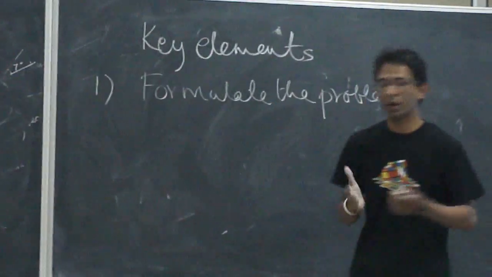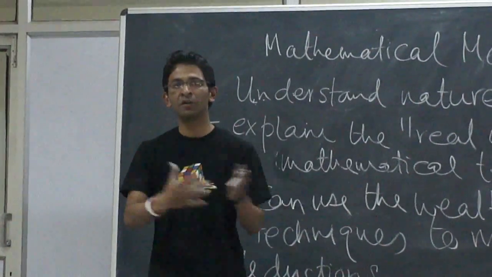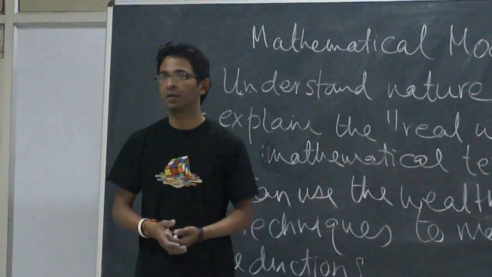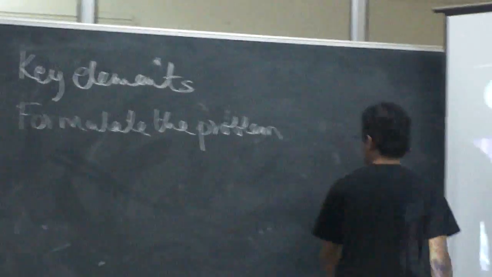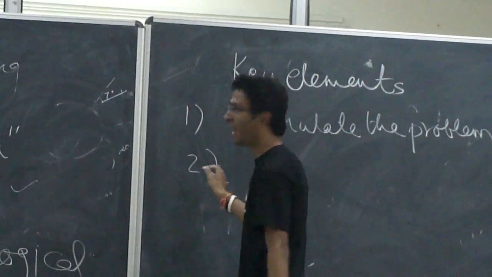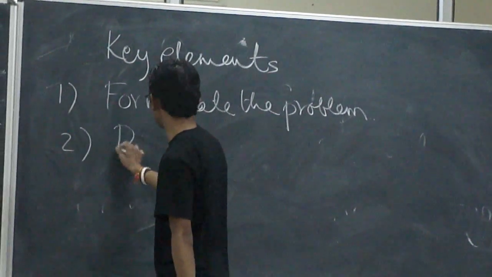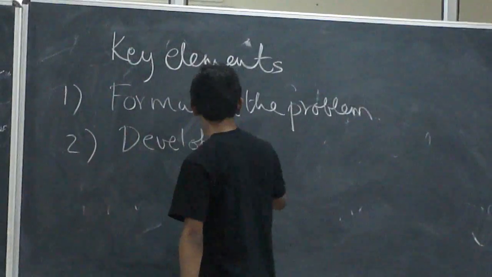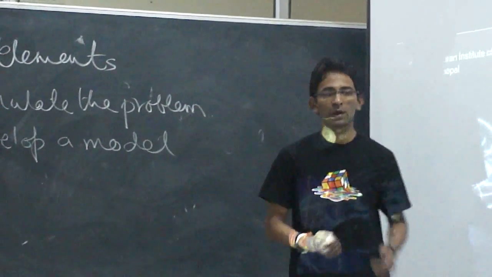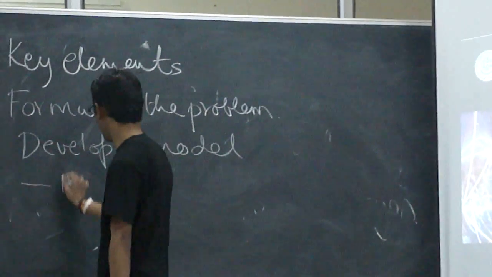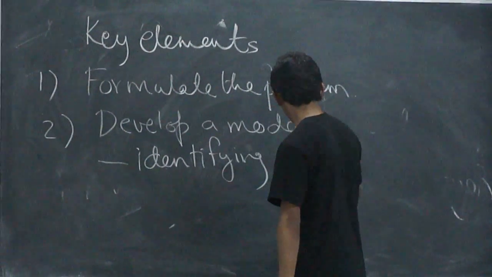For example, you can think of if you want to study the evolution of the population of a certain species in a given environment. Right? That is, let's say that's our problem. So what we would like to do is, we would like to build a model that explains this particular situation. So developing the model means identifying the key variables, so identifying variables and parameters.